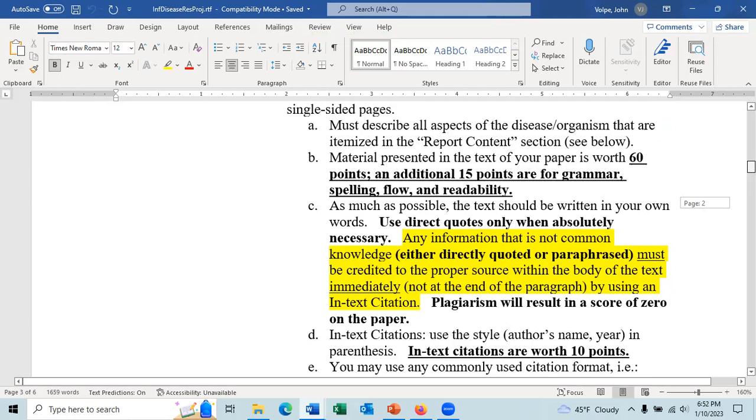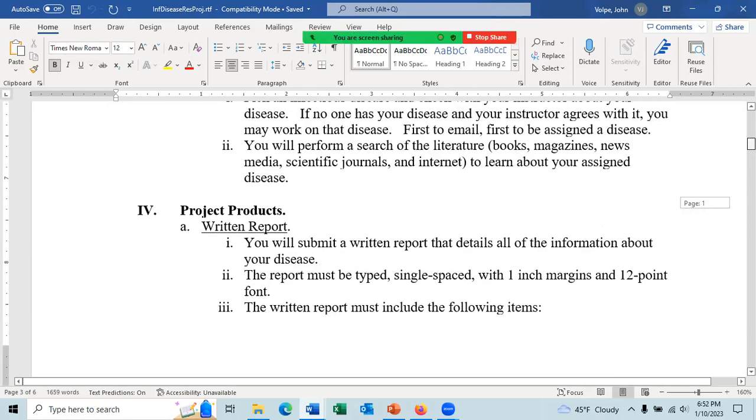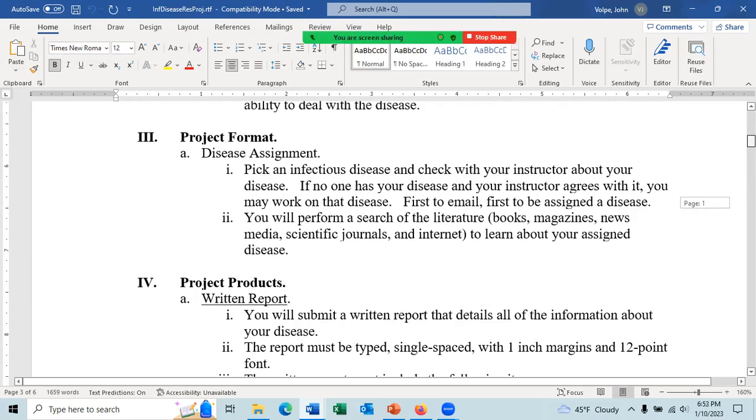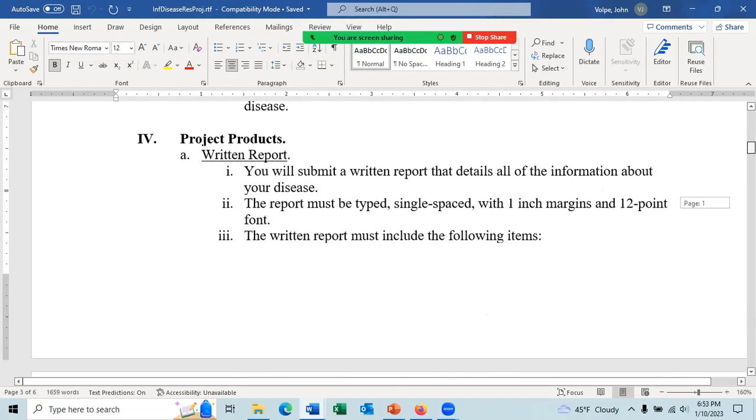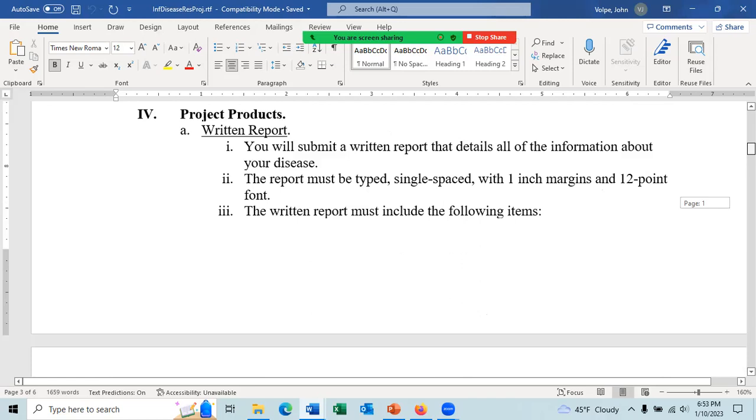All right, let's talk about how you do the paper. You have to do the research. I already mentioned that on the topic, and then write up your report. It must be typed, single spaced, with 1-inch margins and at least 12-point font. I will have difficulty reading anything smaller than 12-point font. I do wear these glasses for a reason.